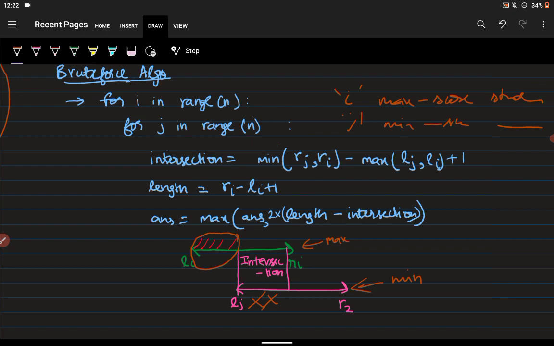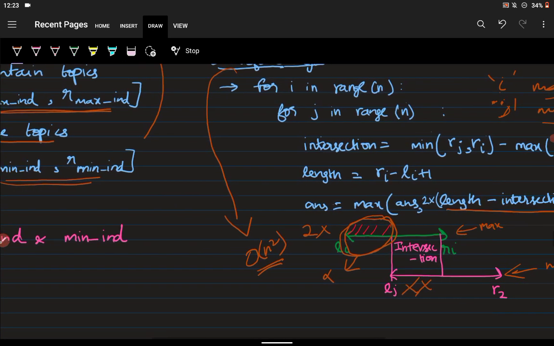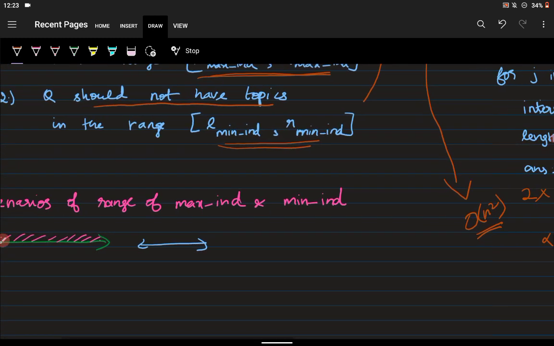So his score will be, let's say the length is alpha, plus alpha, this guy's score will be minus alpha, and the difference will be plus alpha minus of minus alpha, equal to 2 times alpha. Basically we take 2 times the length minus the intersection, this portion, multiplied by 2. Here we are brute forcing through all possible pairs, assuming I is the maximum score student and J the minimum. This will take O of n square, which is not feasible, that's why it's a brute force algorithm. Let's see how we can improve it by making a few more observations.